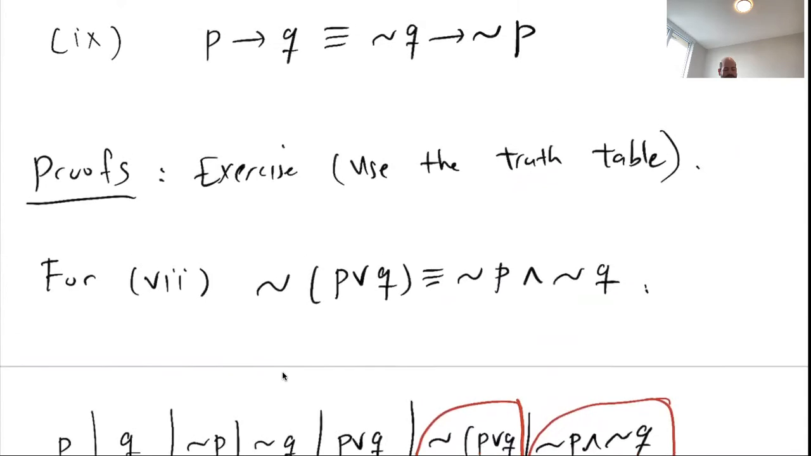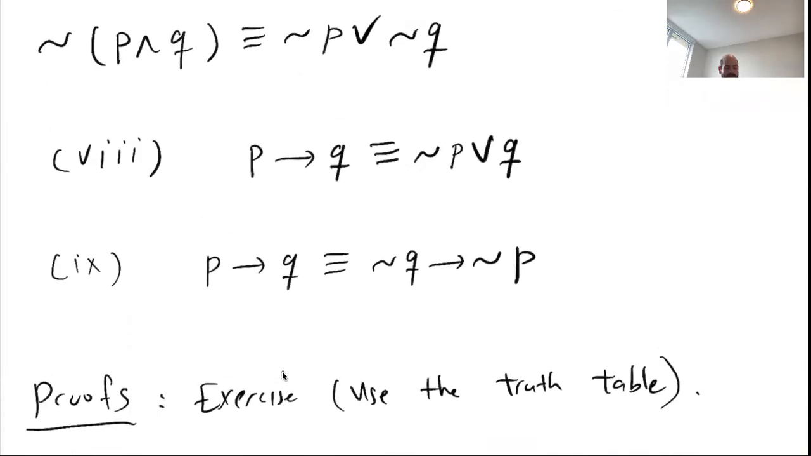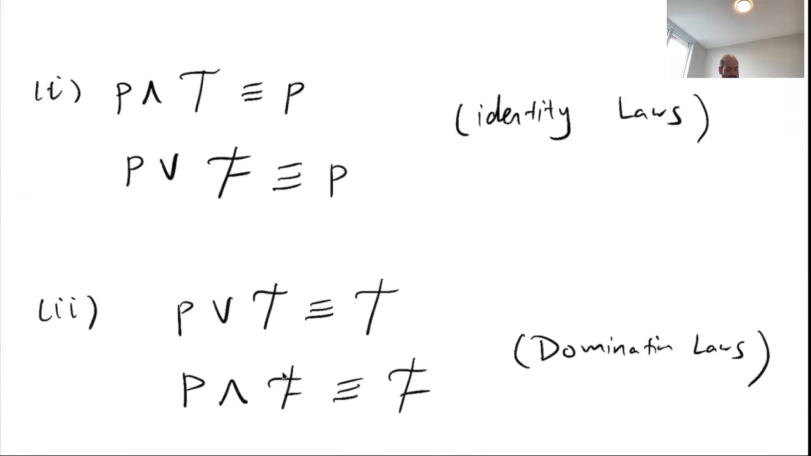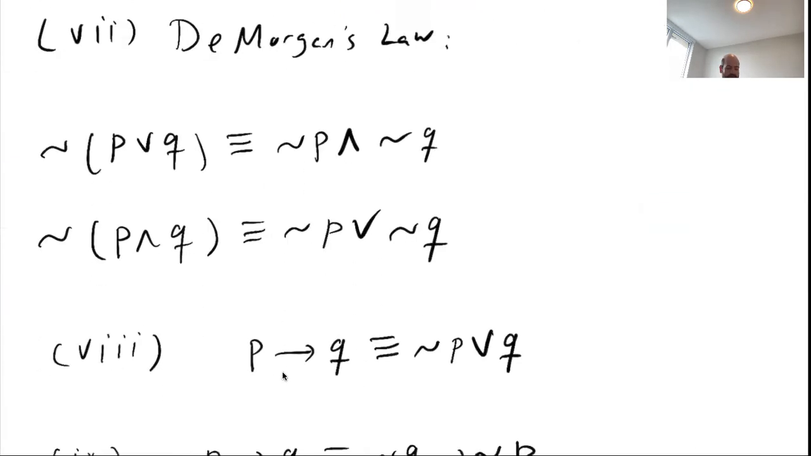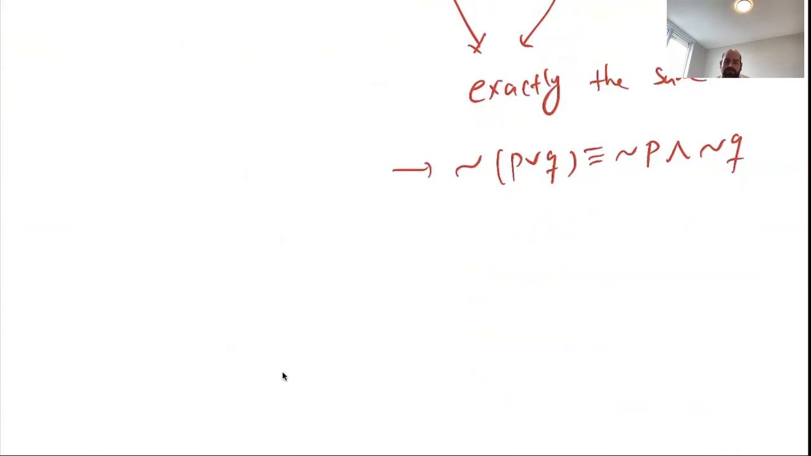So like I said, I did this one, but the rest are also similar. Use the truth table and try to prove them by yourself. And there are still more identities in your book. Like I said, on page 29, there are more identities, so you can also try to prove them as more exercise.